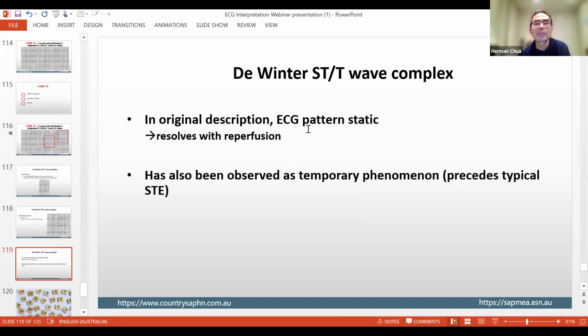So originally, like I said, it is described as a very static pattern, but ever since then, it's actually been observed also as a temporary phenomenon.